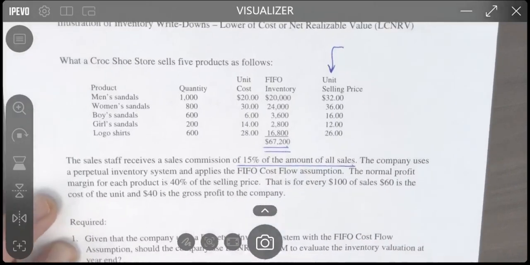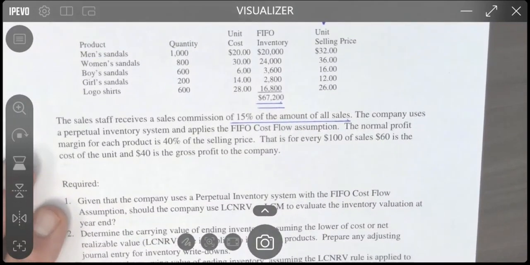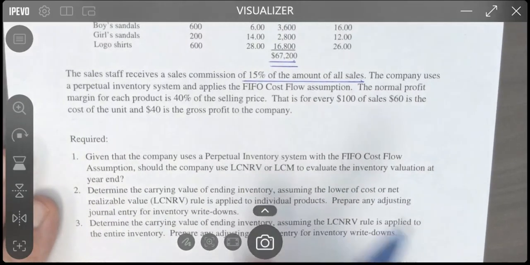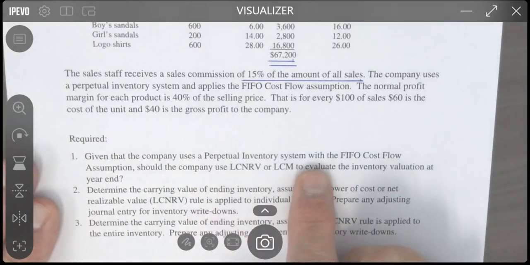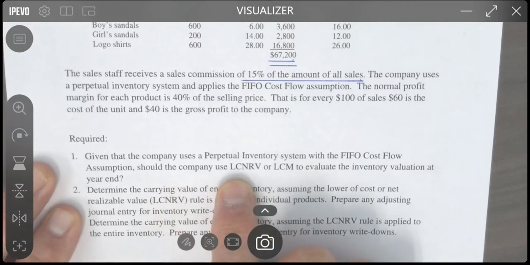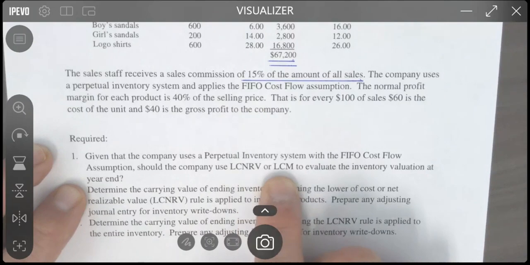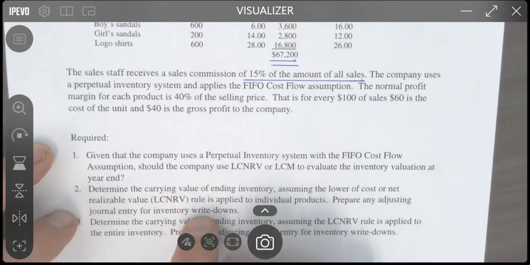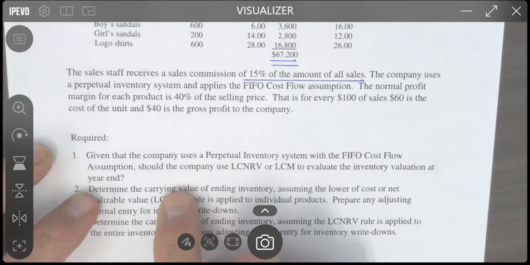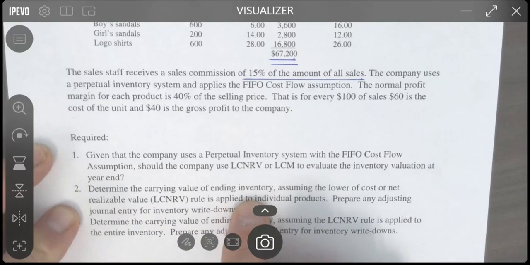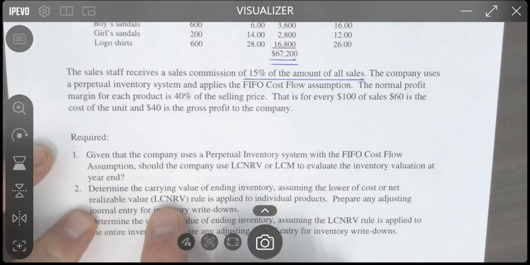Okay, so required. Given that the company uses a perpetual inventory system with the FIFO cost flow assumption, should the company use lower of cost or net realizable value or lower of cost or market to evaluate the inventory valuation at year end? So what this one says, what method should you apply? And then the second requirement kind of gives away the answer, but make sure you know why.